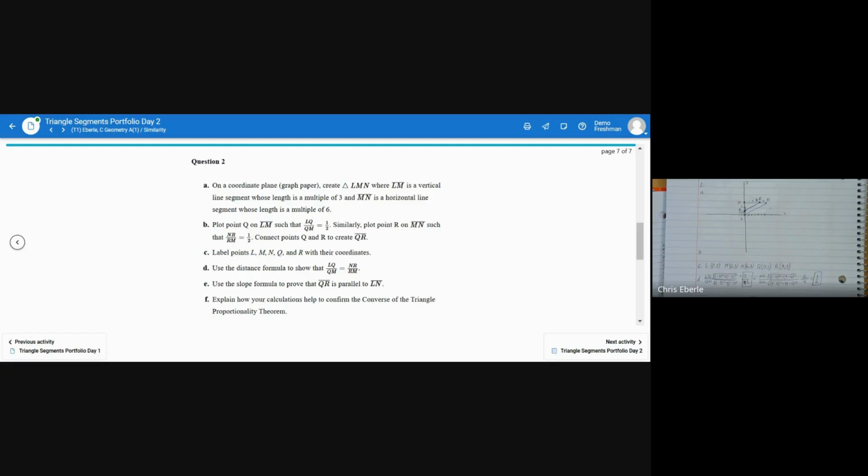So make sure you graph them, and then answer the questions, show all your work, and then submit it, and then I can give you credit for it.